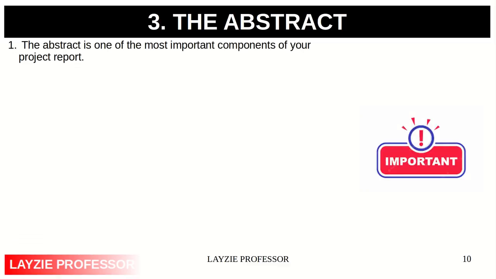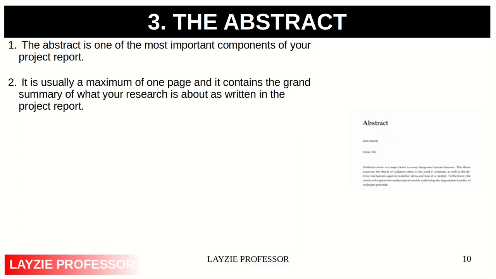Now, the abstract is one of the most important components of your project report in general. Very, very important. Every project report or every research report, regardless of the university, would have the abstract. Other institutions, instead of calling it the abstract, may call it the executive summary. It's still the same thing. And usually your abstract is supposed to be a maximum of 1 page, and it's supposed to be just 1 paragraph.